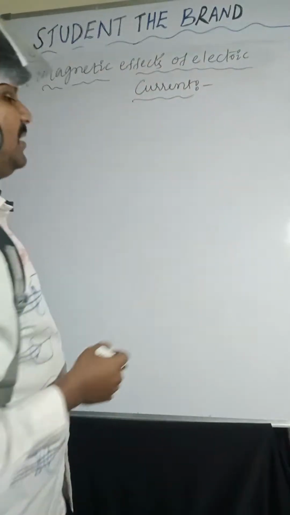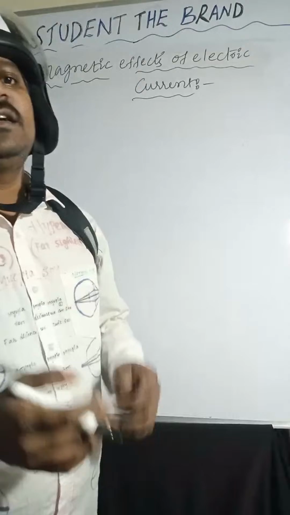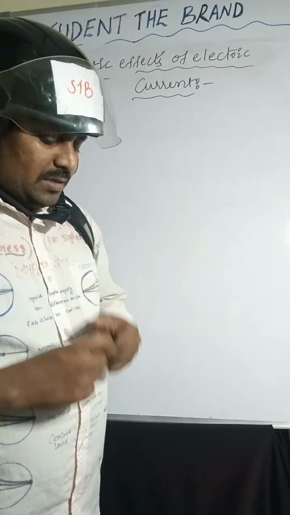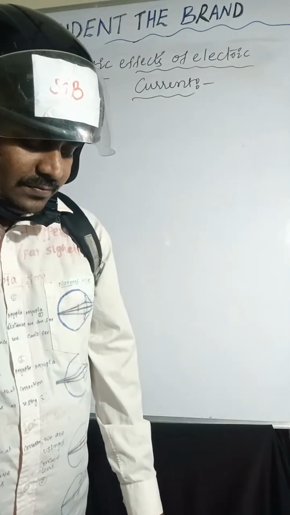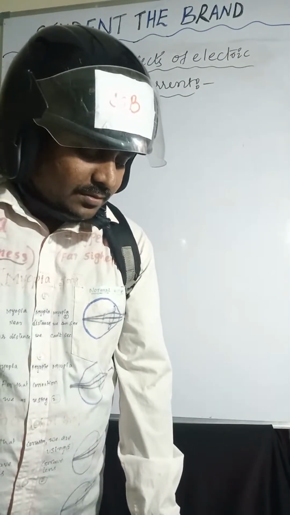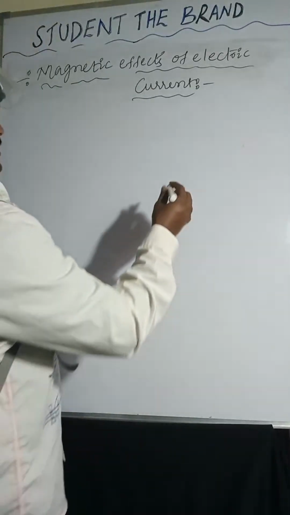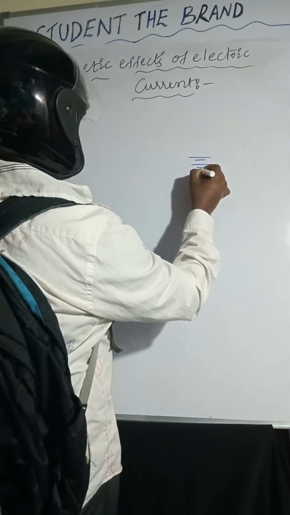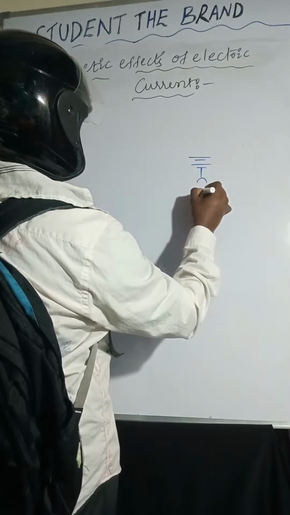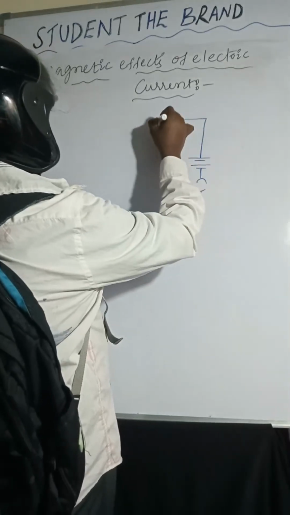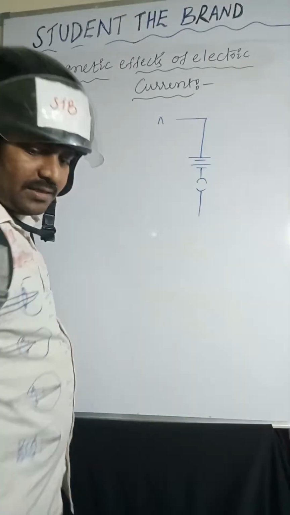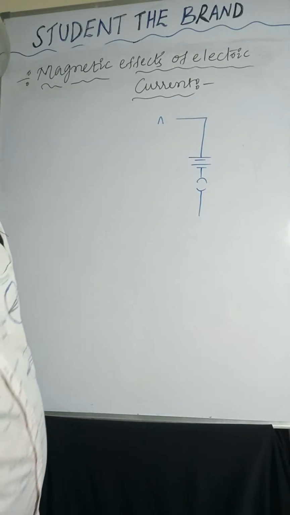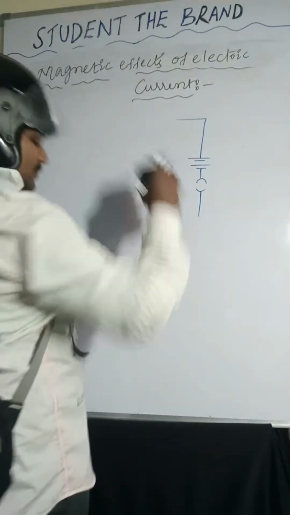Magnetic effects of electric current. Related to magnetic effects of electric current, we can observe here. So I'm considering the cell here. This is the cell. Switch. Conductor here. Ammeter. Here is the rheostat.